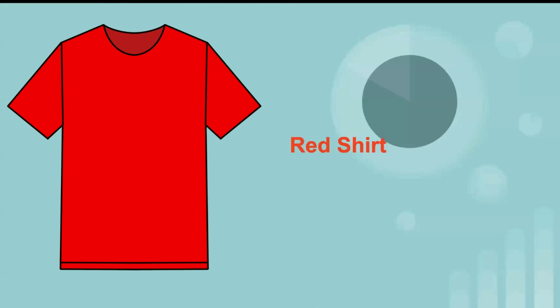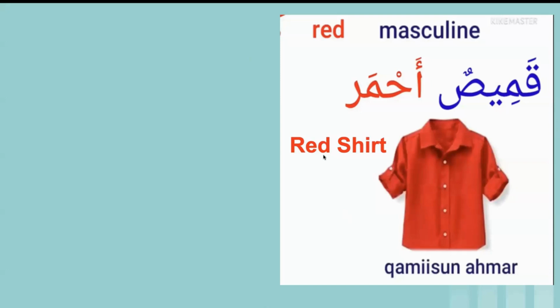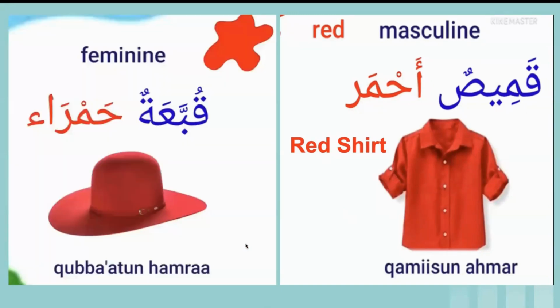Can anyone translate red shirt in Arabic? Shirt is قميصٌ, so red shirt is قميصٌ أحمر. We saw this in the last class, so I told you to study well. And for the feminine form, for example, the hat in Arabic is called qubba'atun hamra. Why are we saying it like that? If you remember in the last class, I told you whenever there is ta marbuta at the end of any word, it becomes a feminine word.